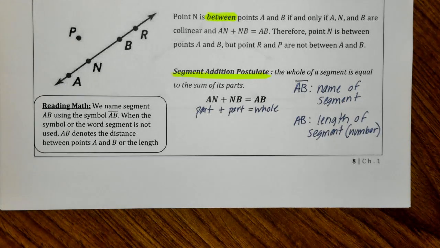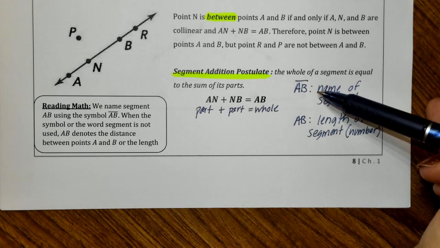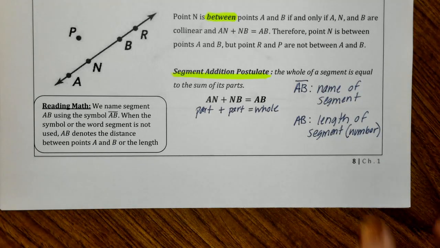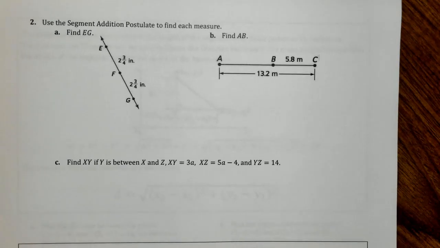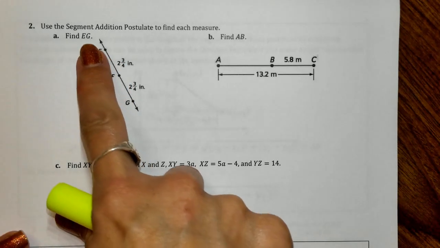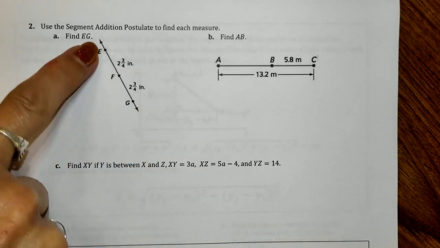We need to remember that the segment bar means a physical thing. Without the bar means we're looking for a measurement or a number. All right, so let's go ahead and get into the segment addition postulate here. We're going to find EG. So EG is going to be this entire length.